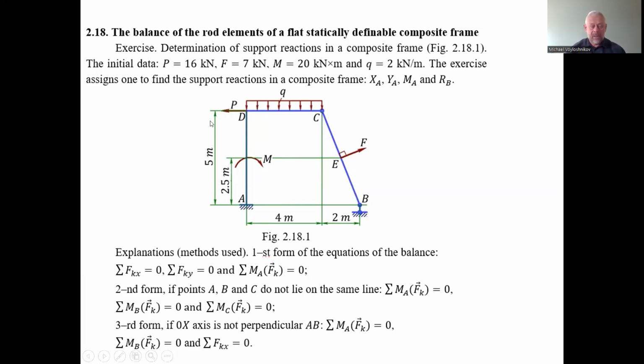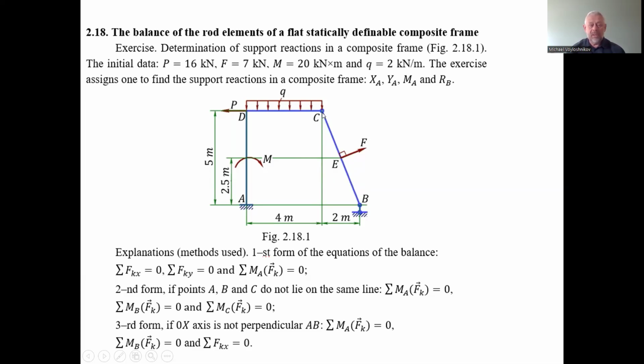The composite frame is loaded by the external load of P, a force applied at the point D directed leftward, and a distributed load Q on the rod DC downward, and a force applied at the point E. We have the hinge C and the force F at the point E. The force is directed perpendicular to the rod BC.